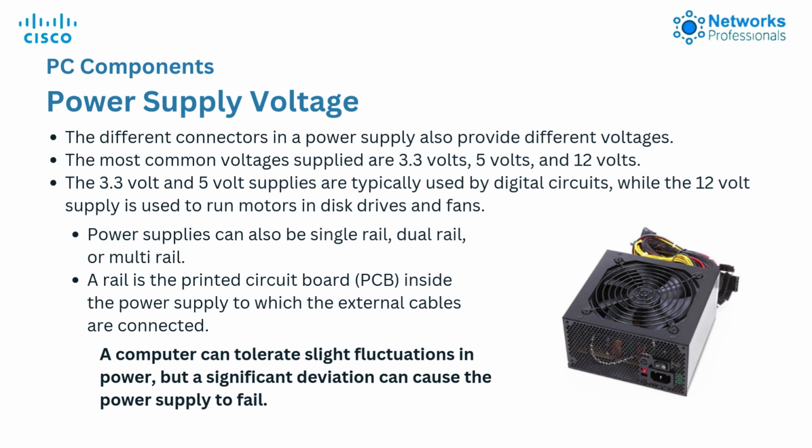Power supplies can also be single rail, dual rail, or multi-rail. A rail is the printed circuit board, PCB, inside the power supply to which the external cables are connected. A computer can tolerate slight fluctuations in power, but a significant deviation can cause the power supply to fail.